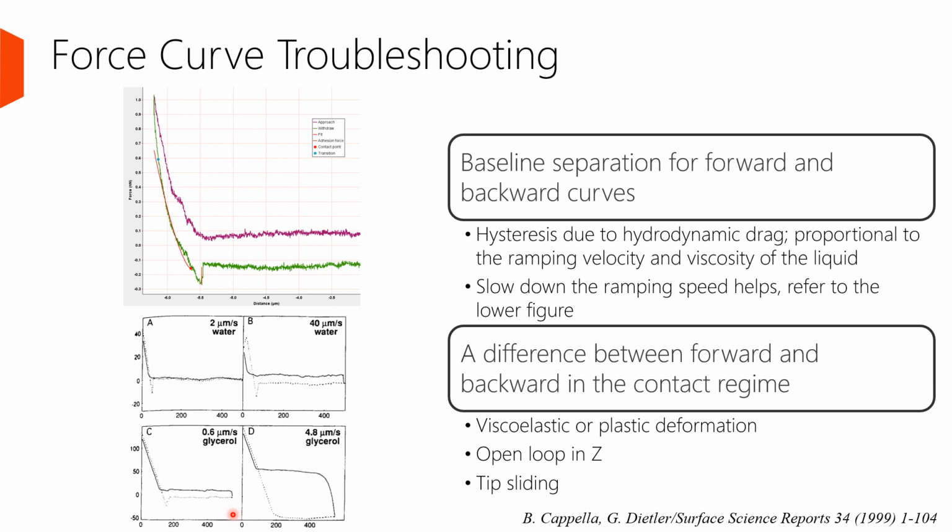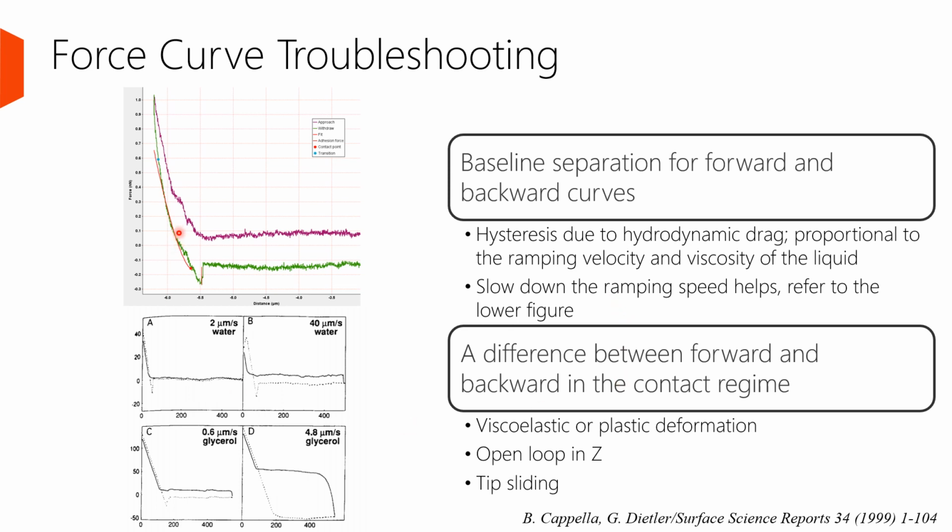If we are doing the force curves in glycerol, which is a lot more viscous than water, even at the low ramping speed, 0.6 micrometers per second, we can already see a separation. At higher speed, the separation is even larger. So to avoid this, or to reduce the effect of hydrodynamic drag, we can always slow down the ramping speed, or use a buffer that is less viscous.